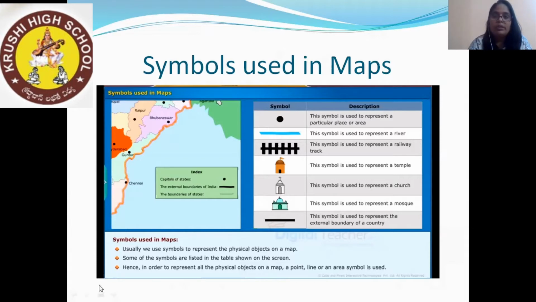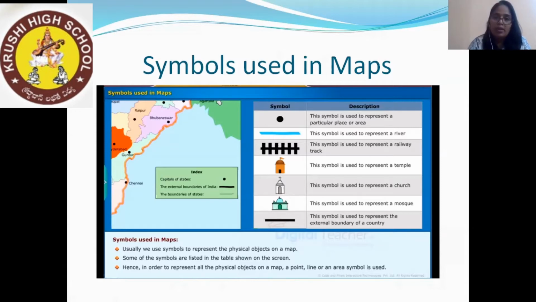As shown on the screen, usually we use symbols to represent physical objects on a map. Some of the symbols are listed in the table shown on the screen. Here you can see different symbols and the description of each, right? Hence, in order to represent all the physical objects on a map, a point, line or area symbol is used. We use a few symbols which give the description of that particular object, right?